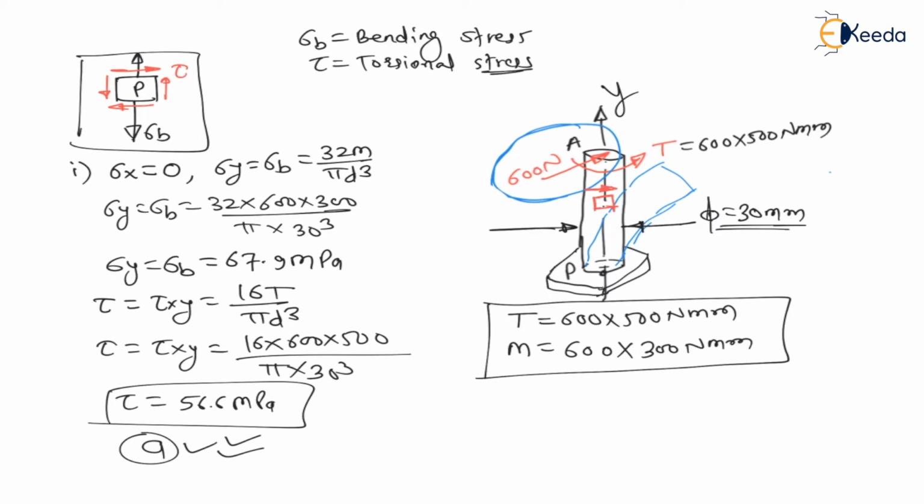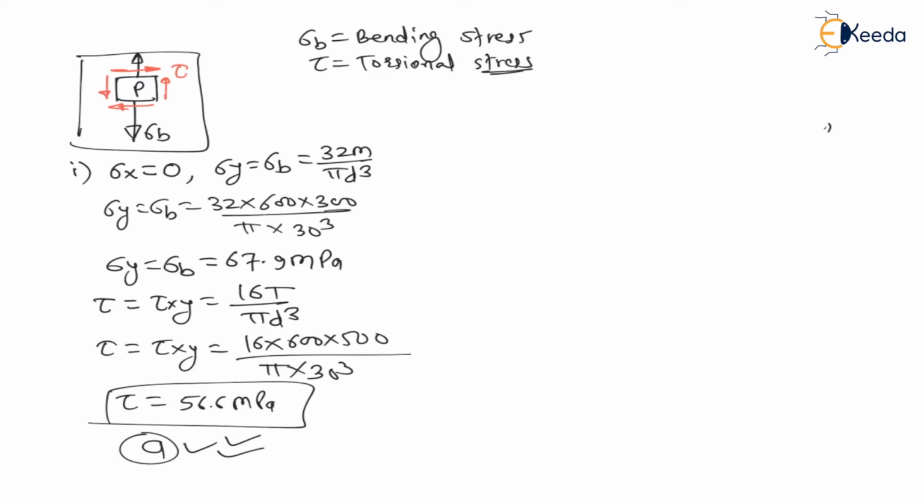Look at the options, right? Now we will go for the second question. Now we will solve the second question, right? Therefore, the state of stress here is sigma x is equal to 0, sigma y is equal to 67.9, and tau xy is equal to 56.6, in MPa, right?